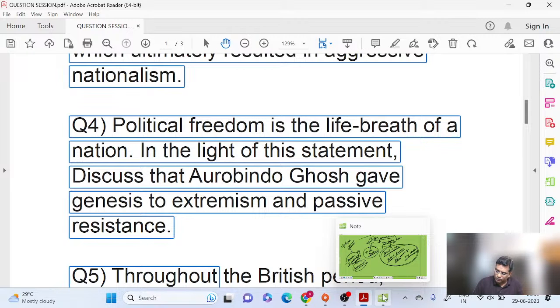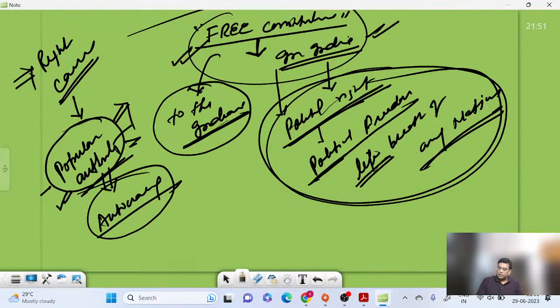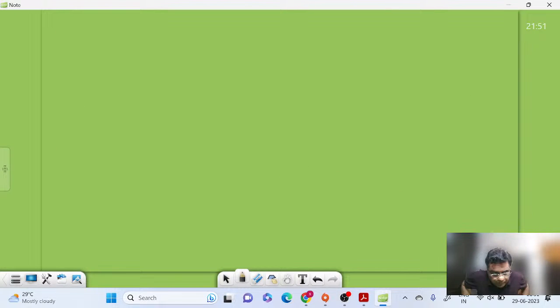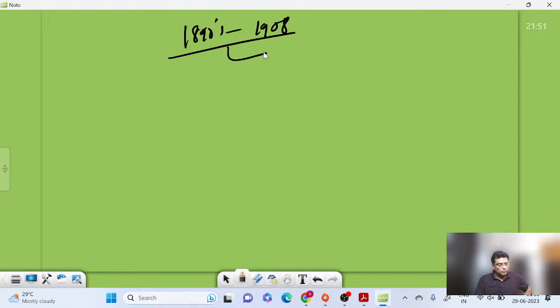Okay. So fundamentally, Aurobindo Ghosh played a very active role from the 1890s to 1908 and was in the forefront of nationalist ideas. The idea of opposition which he expressed without bloodshed and violence, he named passive resistance. Right? So this question you can write in such a way.